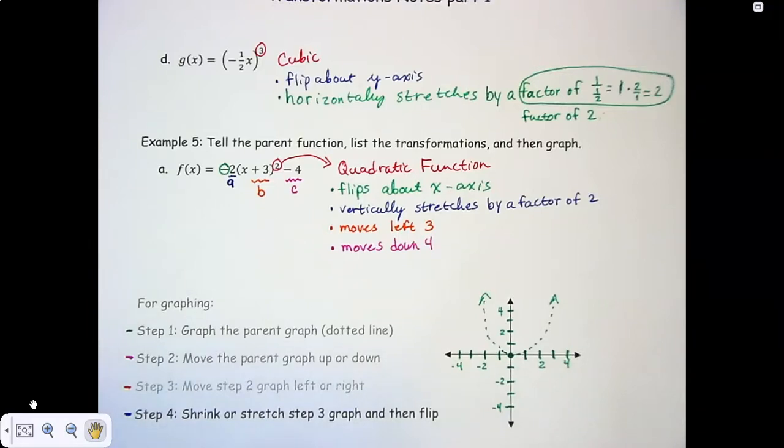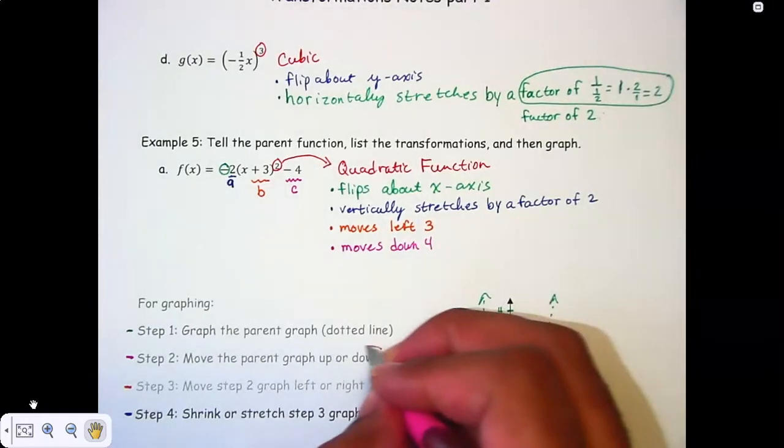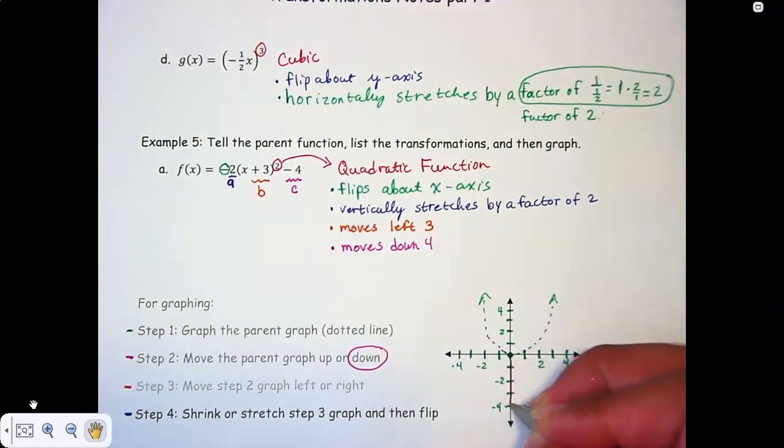All right. From here, we're going to move it down. Because we said it was down 4, we're going to move it down 4. So we're going to go down 4 here.